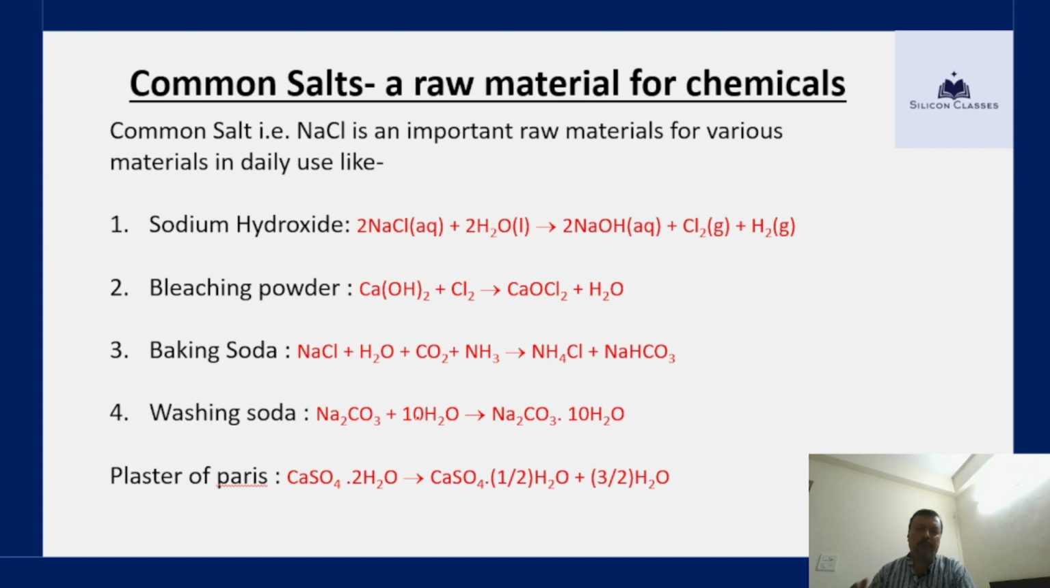Now, some preparations from the common salt. Some raw materials are prepared from common salt, which are mentioned in this slide. Sodium hydroxide is formed by reaction of sodium chloride and water. Bleaching powder: in reaction number one, chlorine is formed by reaction of sodium chloride and water. This chlorine reacts with calcium hydroxide to form calcium hypochlorite. It is the bleaching powder.